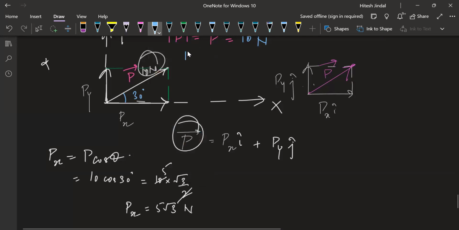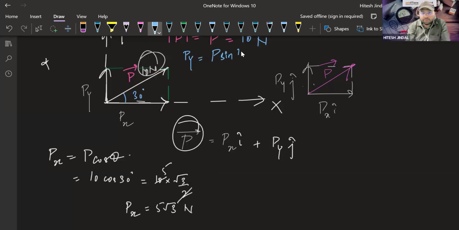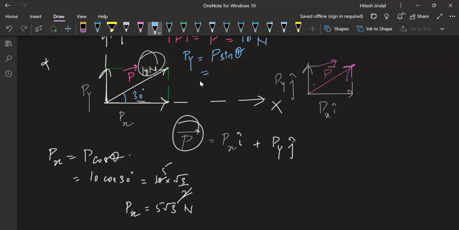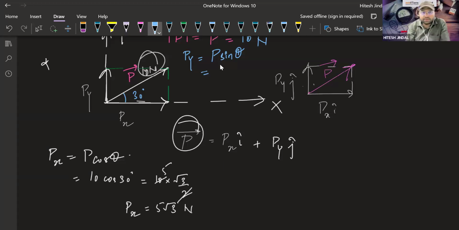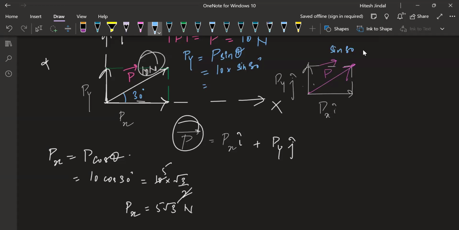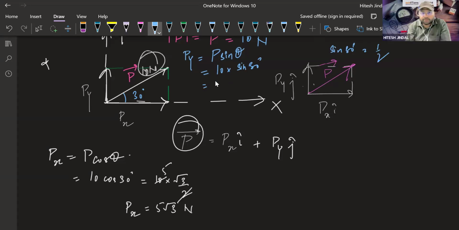What about Py now? It is P sine theta. So P is again 10 and theta is 30 degrees. What is sine 30 degrees? 1/2. So 10 into half, which is 5 Newton, right?